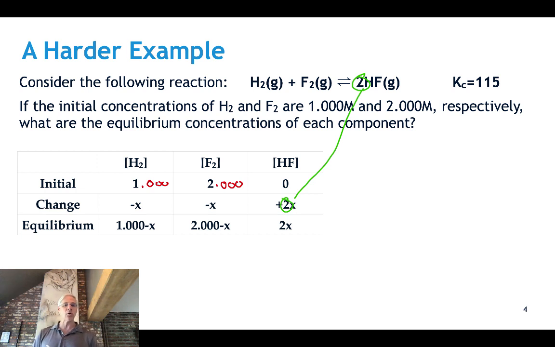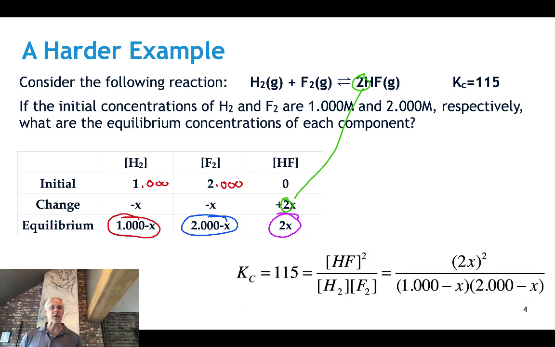Okay, so now we know what we started with, we know how much things change, and now we can calculate our equilibrium concentrations. That's going to be 1 minus X for our H2, 2 minus X for my F2, and just 2X for my HF. So now we know our equilibrium concentrations. We can plug those into the equilibrium constant expression. We see that our Kc is 115 given in the problem.